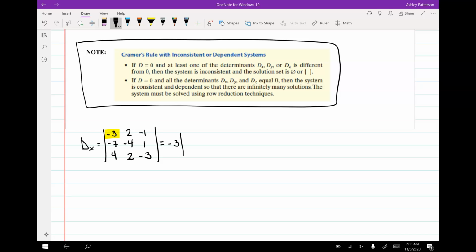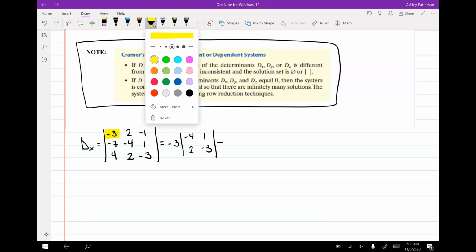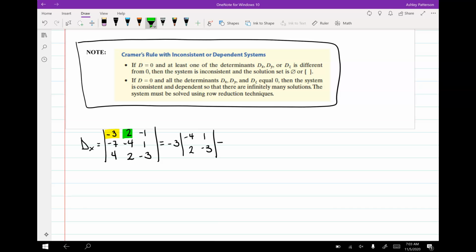negative 3 times the 2 by 2 of these guys, which is negative 4, 1, 2, and negative 3, minus, because in a 3 by 3 determinant, we subtract the next quantity, so that's 2 times the 2 by 2 from these columns, so negative 7, 1, 4, and negative 3, and then we add the number in the top right, which in this case is negative 1, times the 2 by 2 of these 4 values, negative 7, negative 4, 4, and 2. Off we go.